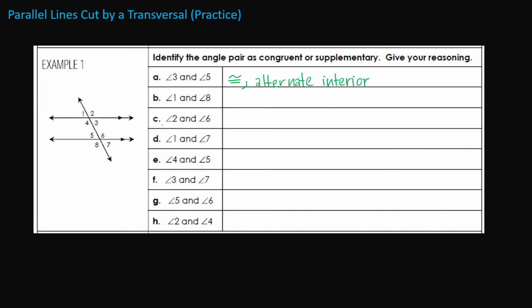Okay, B, angle 1 and angle 8. They're on the same side of the transversal. They are same side, and they are exterior, outside the parallel lines. That means they are supplementary to each other. Again, abbreviating here, supplementary. That means their measures add up to 180 degrees, and again, they are same side exterior.